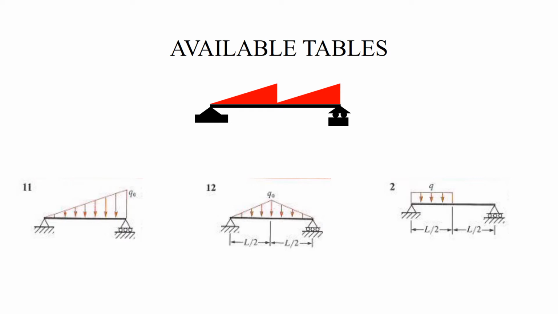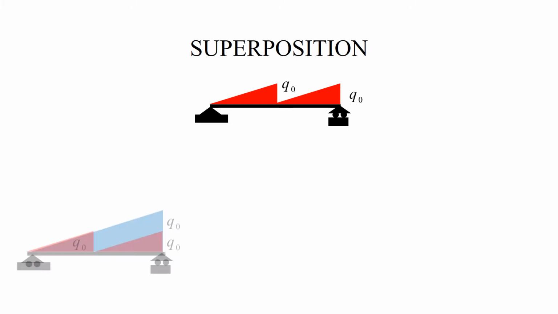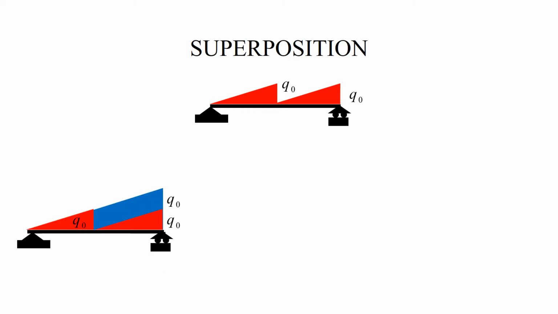So I will try to use these three to put something together. And to this end, I observe that the zigzag load can be thought of as a subset of the linear load of intensity 2q0.